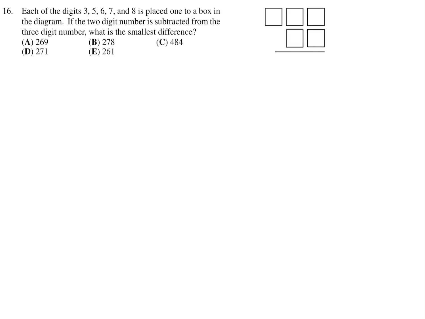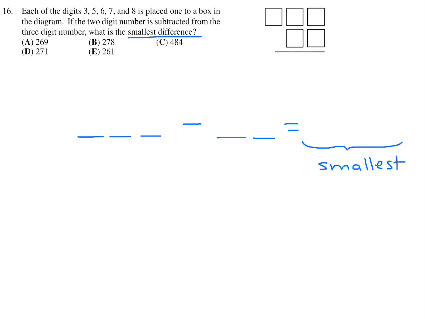Each of the digits 3, 5, 6, 7, and 8 is placed one to a box in the diagram. If the 2-digit number is subtracted from the 3-digit number, what is the smallest difference? Okay, so they've got this 3-digit number, and they will subtract from it a 2-digit number, and they want the smallest possible difference. They want this to be the smallest.